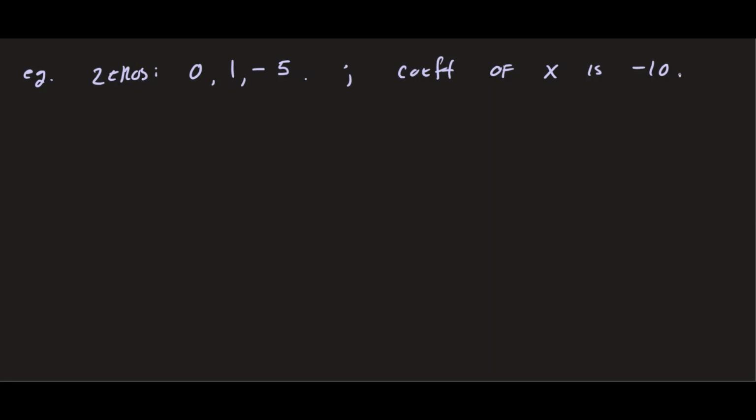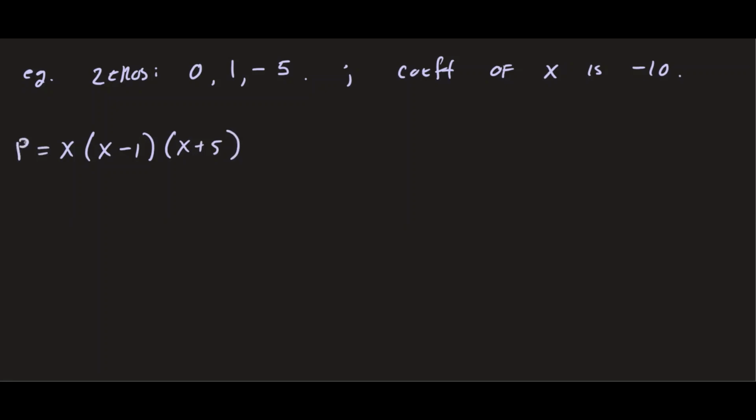So again, by the factor theorem, we know that if 0 is a zero, then of course x minus 0 is a factor. So that's just x for the 0. And then 1 is a zero, so we know x minus 1 is a factor. -5 is a zero, so we know x plus 5 is a factor. So that's the polynomial we have.